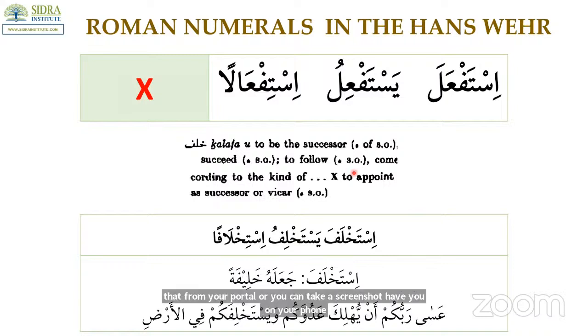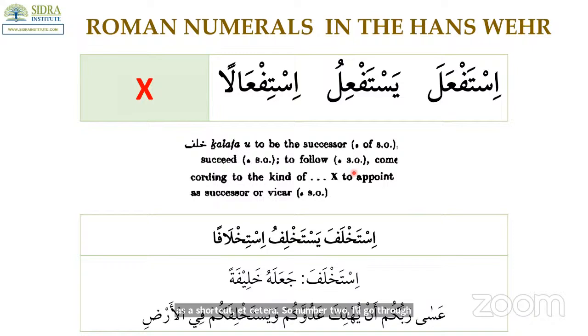So number 2, I'll go through again. Hopefully I remember. Number 2 is fa'ala yufa'ilu taf'il. Number 3 is fa'ala yufa'ilu mufa'alatan. Number 4 is af'ala yuf'ilu if'alan. Number 5 is tafa'ala yatafa'alu tafa'ulan.